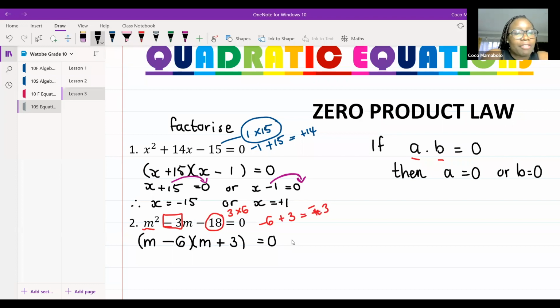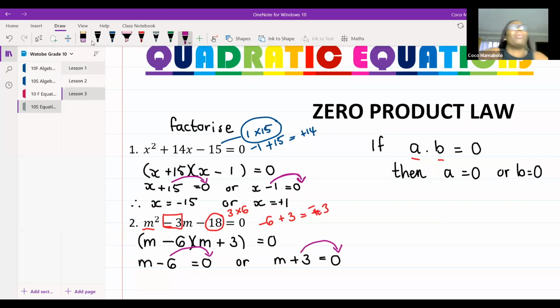All right. Now that I have my two brackets, I can equate both of them to 0. That's it, Amy. I like that one. The bigger number takes the first sign. So I'm going to go m minus 6 is equal to 0, or m plus 3 is equal to 0. Okay. Now I just have to solve for m. I want m on its own, so I'm going to take -6 over to the other side of the equal sign. And I'm going to take +3 over to the other side of the equal sign.